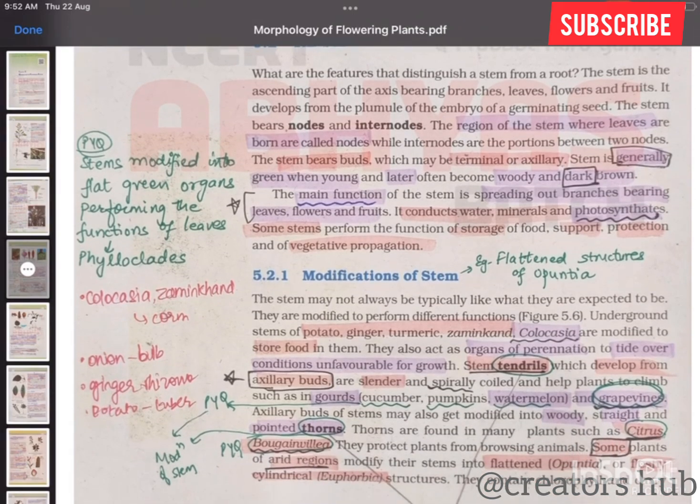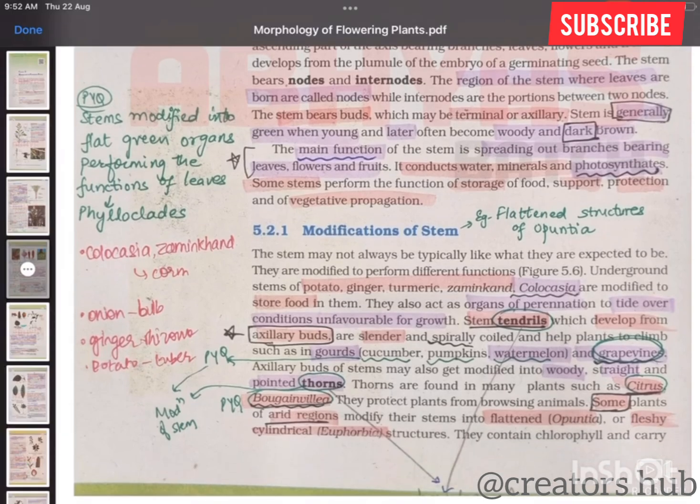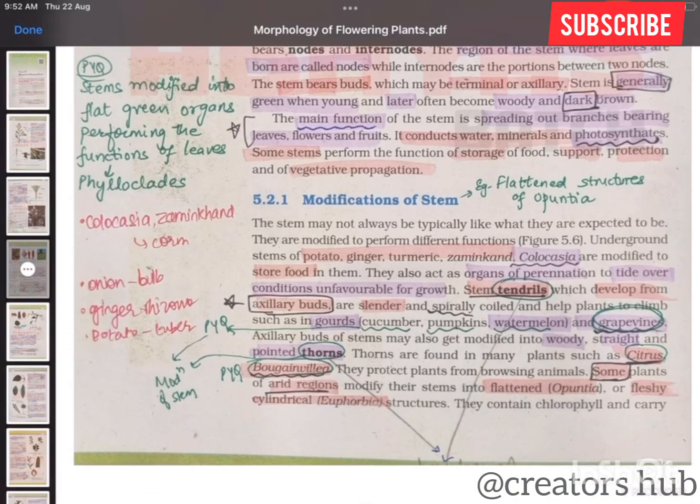जो stem होता है उसमें nodes होते हैं और internodes होते हैं. The region of the stem where leaves are borne are called nodes, while the internodes are the portions between two nodes. The stem bears buds which may be terminal or axillary. Stem is generally green when young and later often becomes woody or dark brown. The main function of the stem is spreading out branches bearing leaves, flowers and fruits.